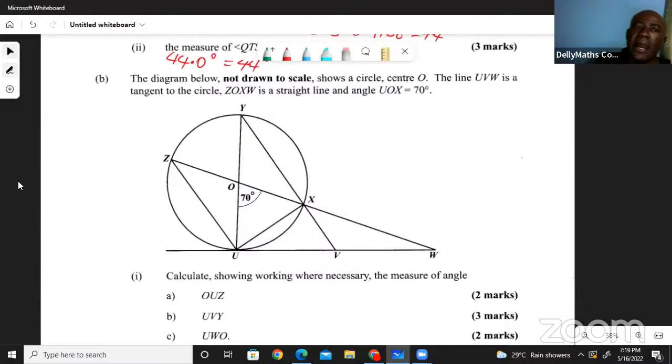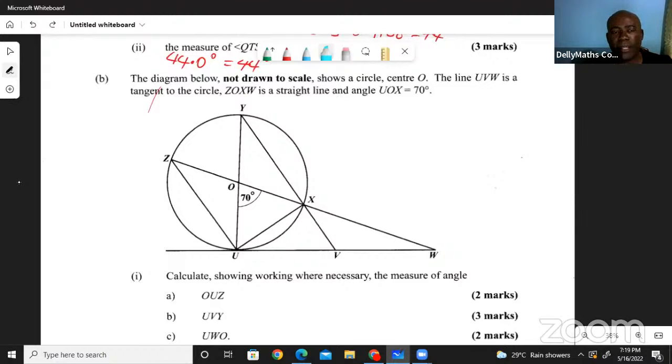So the question says, the diagram below, not drawn to scale, shows a circle, center O. The line UVW is a tangent. So I could just point out some stuff as we go, and then we could take it off as we go again. So this here is a tangent to the circle. That's what they're saying. You can see that. That's the tangent to the circle right there.